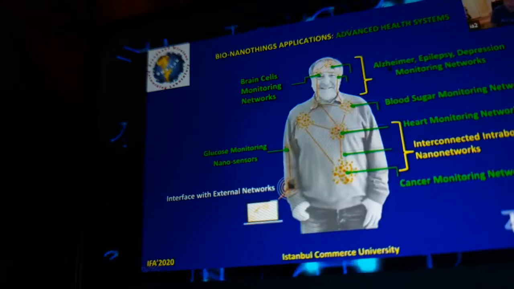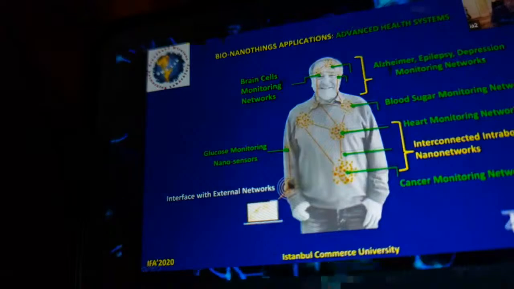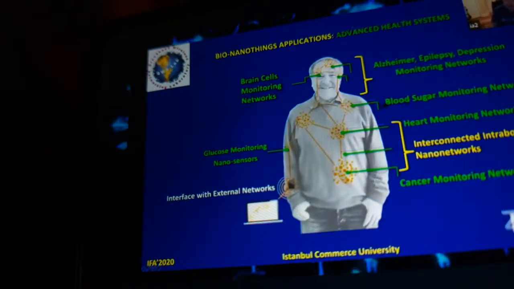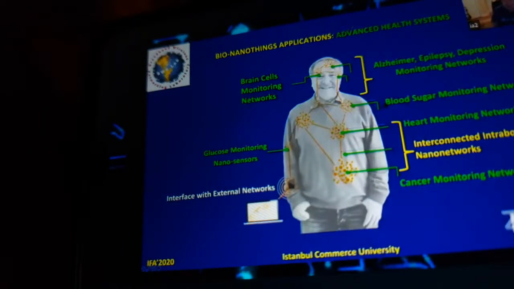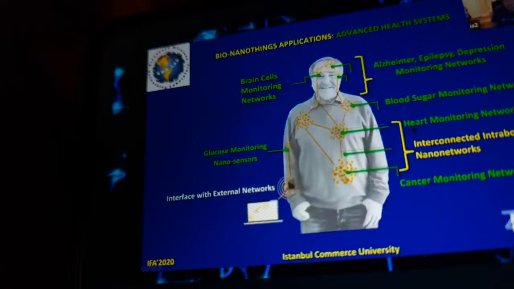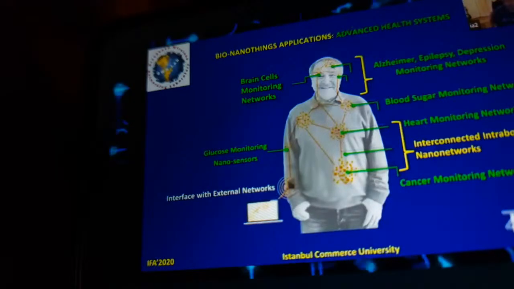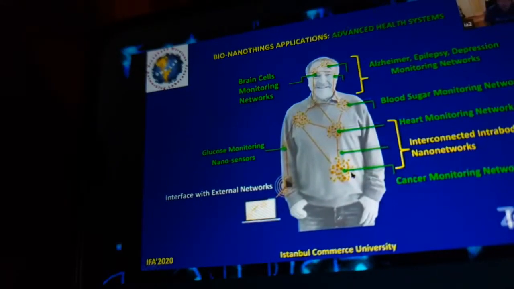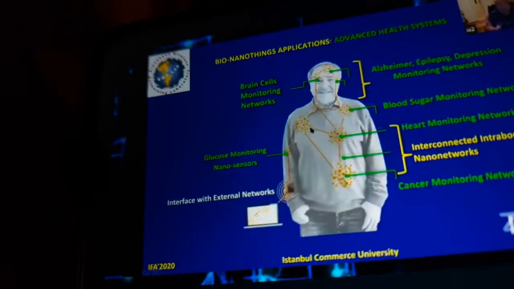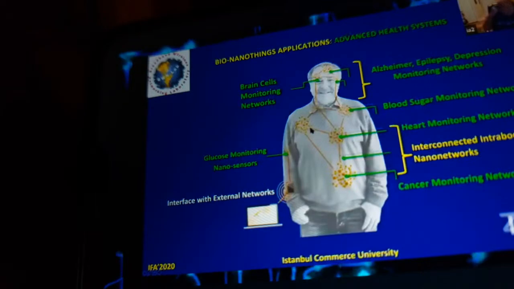That we can have solutions for Alzheimer's, epilepsy, depression, then brain cell monitoring, any tumors you can have, and diabetes, for example, heart diseases. We can always monitor them with special design and program these devices. And then, cancer monitoring devices. All of that, again, depending on what you are trying to monitor, right?